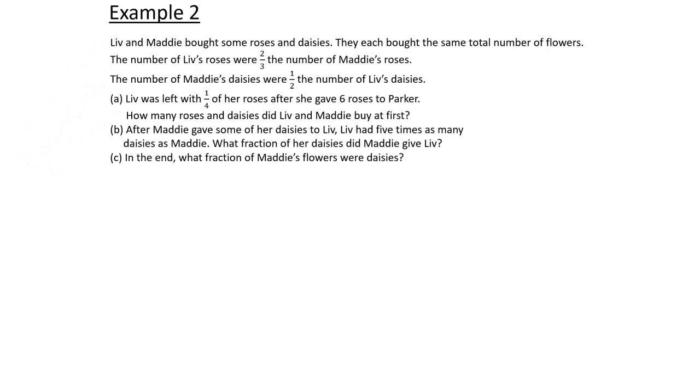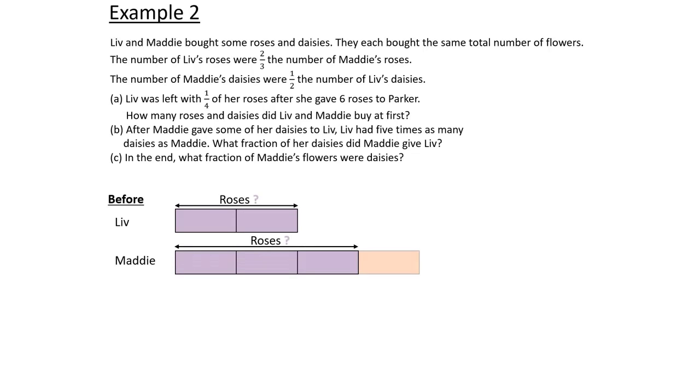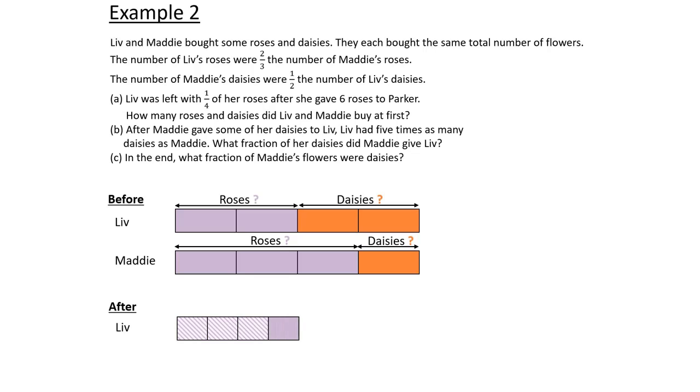We plan a solution. We can select bar models to represent the information. We first draw the part-whole models for Liv and Maddie, factoring in the comparisons between the number of roses and the number of daisies between the two girls. Liv has 2/3 the roses of Maddie, and Maddie has 1/2 the daisies of Liv. Because each girl has the same total number of flowers at first, roses plus daisies, the bars begin at the same length.